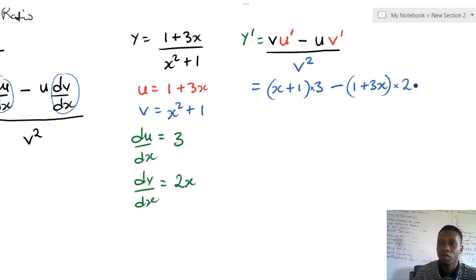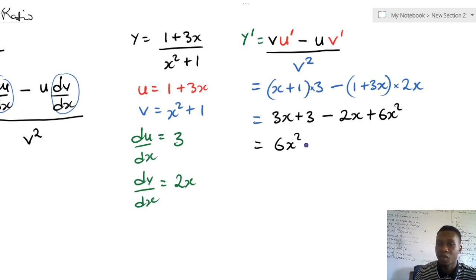So multiplying 2x. Now I can solve this by opening the brackets. 3 multiplying this will give us 3x plus 3, minus 2x, opening this bracket will give us 2x plus 6x squared. Now I can solve by adding like terms. Arranging the terms in their order of arrangement, 6x squared should start first. Then 3x minus 2x will give me x, and we have plus 3. And this is my final value for my dy dx.